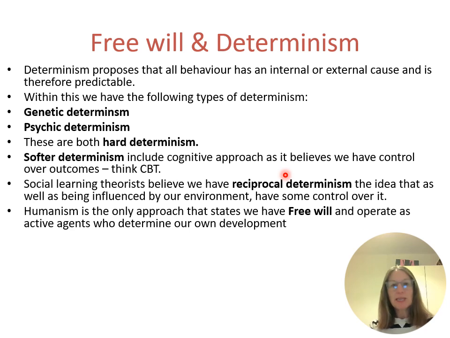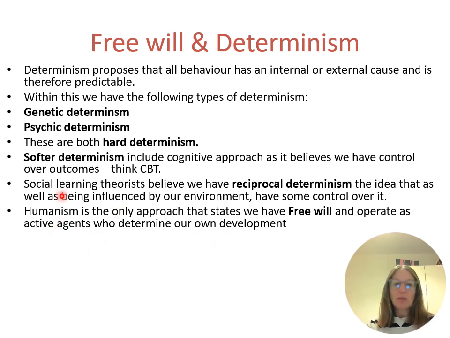Then the nice one, the cognitive approach, is considered a softer determinism, because you can choose whether you go through CBT, whether you engage in it, and you can come through it and have an outcome. So then you've got social learning theory, believes we have reciprocal determinism, the idea that as well as being influenced by our environment, we have some control over it. So we choose whether to imitate a role model or not, or a person that we look up to. So we can see that, observe our brother doing something and becoming respected, but actually we don't want to be a criminal and risk going to prison, so we choose not to do that.